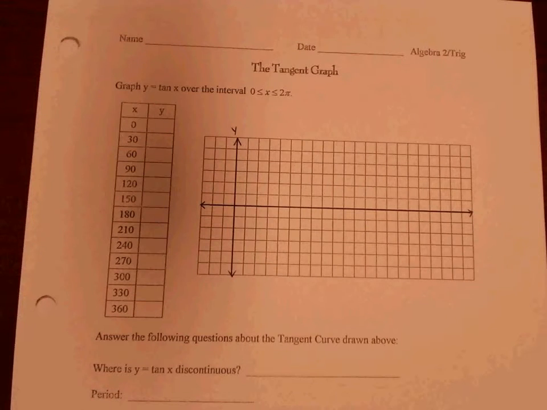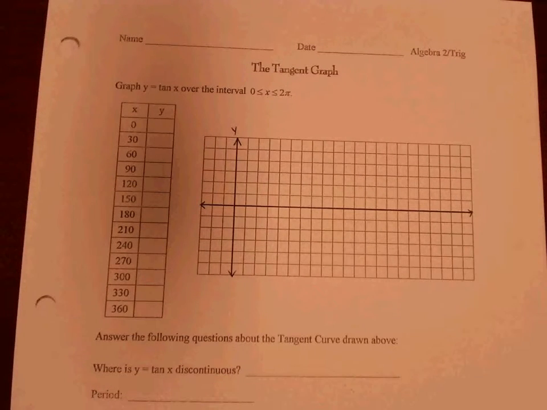Hey guys, at the beginning of this week, we learned how to graph sine and cosine, and the two curves looked very similar to each other. Today we're going to learn how to graph tangent, and you're going to see that it's very different from the other two graphs. Tangent is the rebel. It's always got to be a little different.